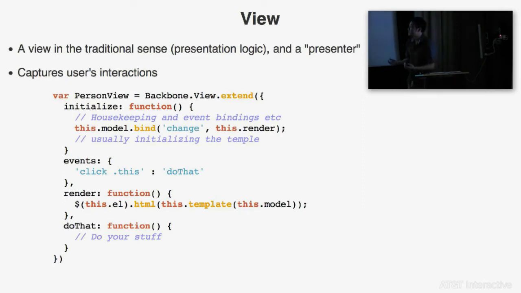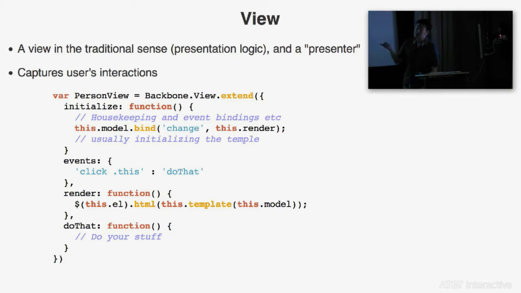A view, in the traditional sense, is your presentation logic or your presenter. Basically, it encapsulates everything that the person is looking at. And what's cool is that in JavaScript that includes the interactions. Most of the time it's just very stateful when we're talking about templates or something like that, but now we have a very dynamic view that can handle many, many things. Similar to a model, all you do is use Backbone.js to create a person view.